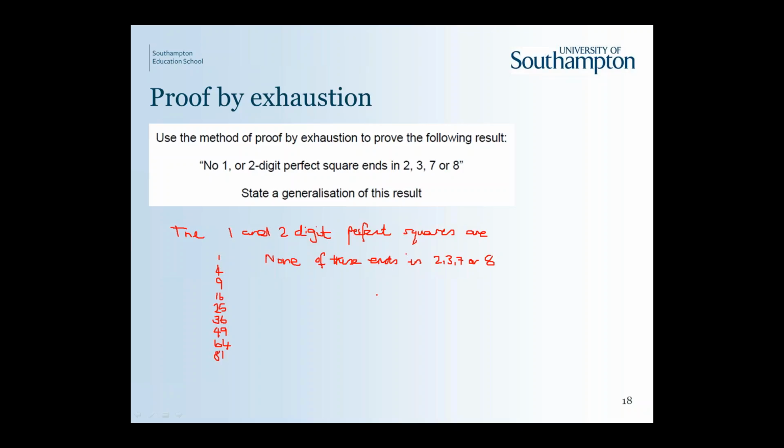So I have actually just written on there the proof by exhaustion. I've just been able to write down all the 1 and 2 digit perfect squares: 1, 4, 9, 16, 25, 36, 49, 64, 81. And by doing so, we can see they don't end in 2, 3, 7, or 8. What is the generalization of this result?